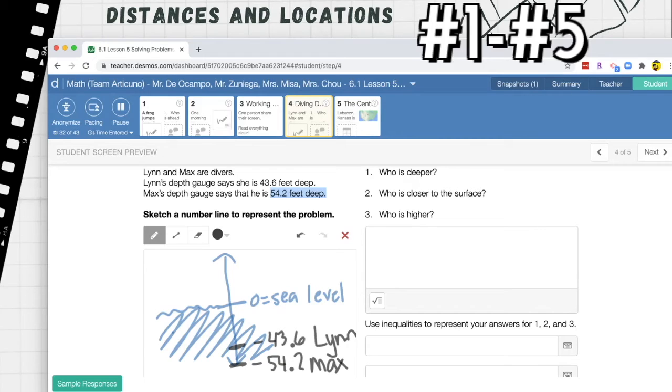Who's deeper? Max is deeper. Who's closer to the surface? Lynn is closer to the surface. Who's higher? Lynn is higher. And you could explain it if you want.